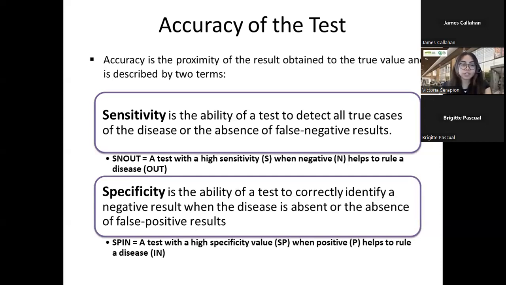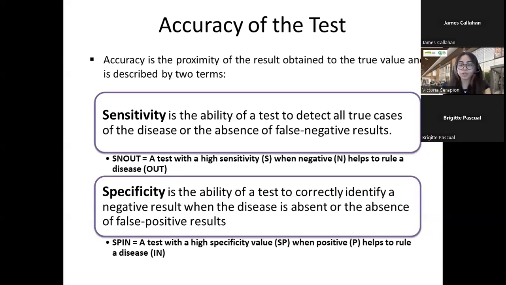So here are some mnemonics that you can remember to help you with these terms. For sensitivity, you can remember the word SNOUT. A test with high sensitivity, S, when negative, N, helps to rule out a disease, OUT. And then for specificity, you can remember the word SPIN. A test with high specificity, SP, when positive, P, helps to rule a disease in.